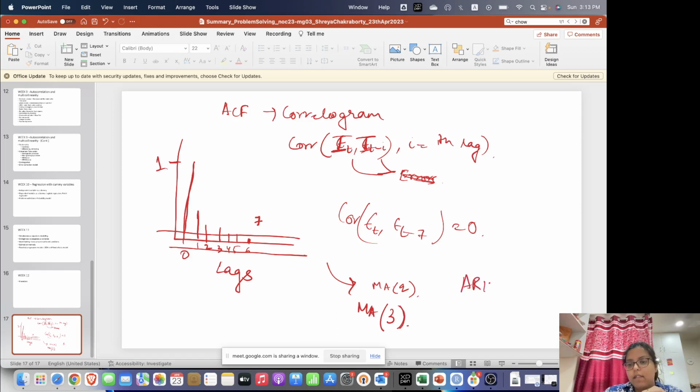Suppose we learnt about this p, d, q, right? So this is, let's say, the original series. Then the d order would be 0, p we would get from the PACF, and q we would get from the ACF.